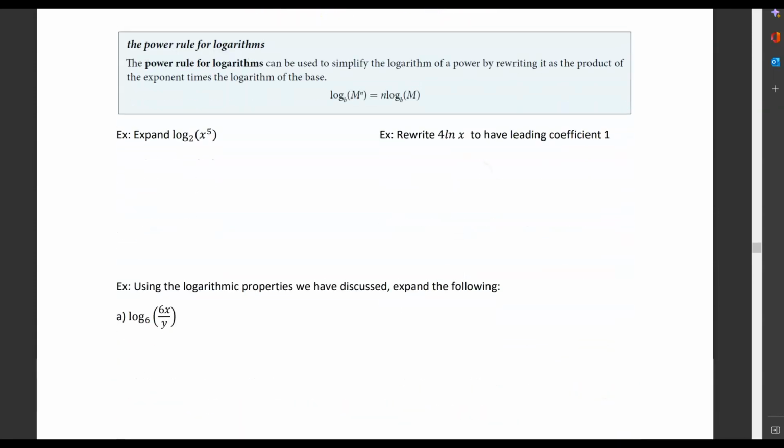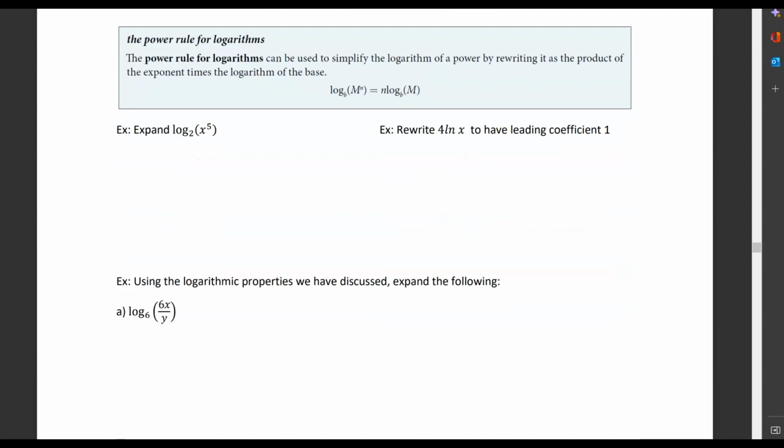So let's look at the power rule of logarithms. For the power rule, we're going to be simplifying the logarithm of a power by rewriting it as a product of the exponent times the logarithm. Notice that we can take the power and basically pull it outward. When we expand this first one, the power of our input is 5. We're going to pull that to the front, and so that's just going to become 5 times log base 2 of x.